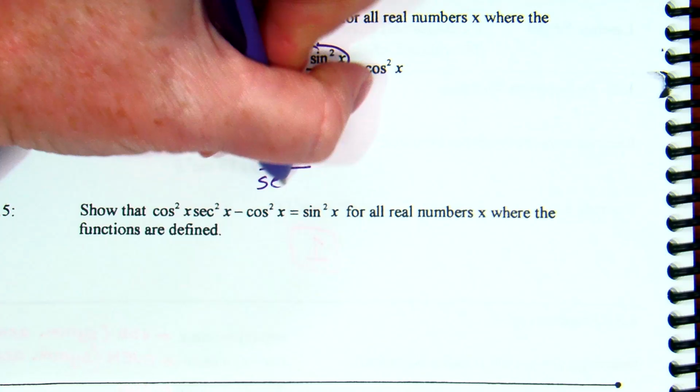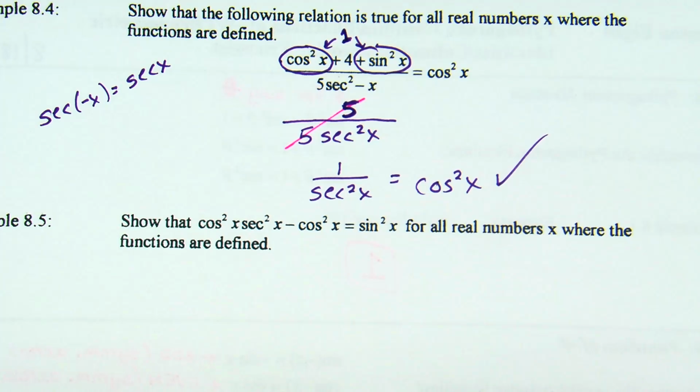What do you know about 1 over secant squared x? It's the reciprocal of cosine, which means it is cosine squared x. And that's what I was looking for, wasn't it? I was looking for cosine squared x. Hopefully you're seeing these a little bit with me. I know last year it was really rocky. I'm hoping it's less rocky this year.